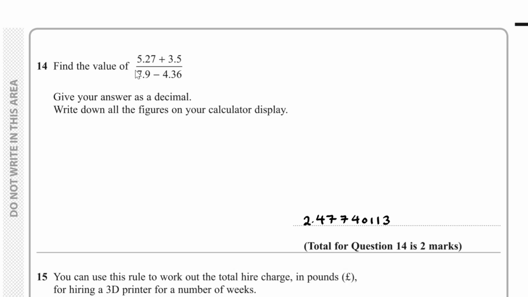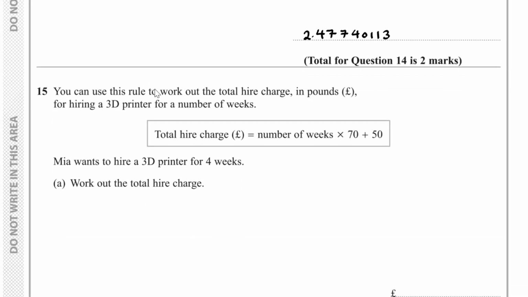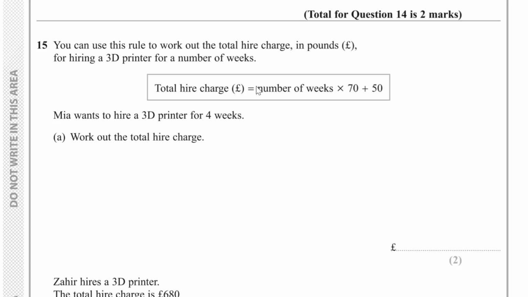For question number 15, you can use this rule to work out the total hire charge in pounds for hiring a 3D printer for a number of weeks. So the total hire charge in pounds is equal to the number of weeks times 70 plus 50. Maya wants to hire a 3D printer for 4 weeks. We have to work out her total charge. Well, her total charge, T, is equal to the number of weeks, 4, multiplied by 70 plus 50. And if we work this out, we get 330. So the total charge is £330.